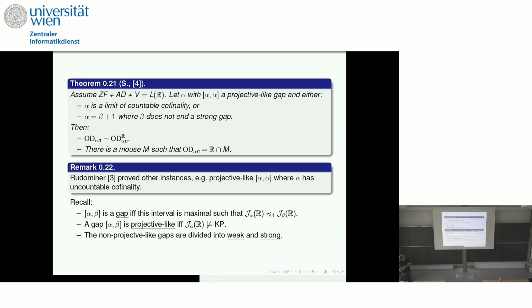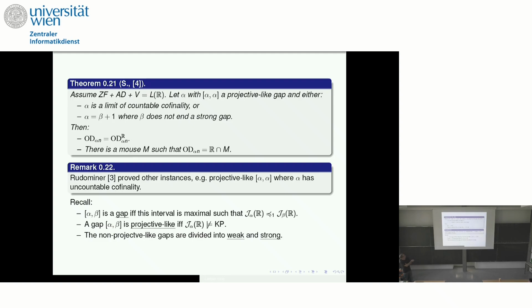So alpha, beta is a gap means that there have to be cofinally many Sigma 1 truths that appear below alpha, and at the next level, there's also another Sigma 1. Projective-like says that the model J alpha of R does not model KP. Case we're in: suppose alpha is a limit ordinal of countable cofinality, or it's a successor ordinal, and beta doesn't end a strong gap. The non-projective-like admissible gaps alpha, beta get split into weak gaps and strong gaps.